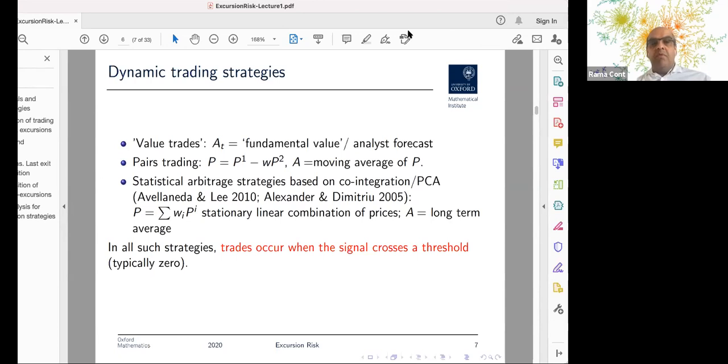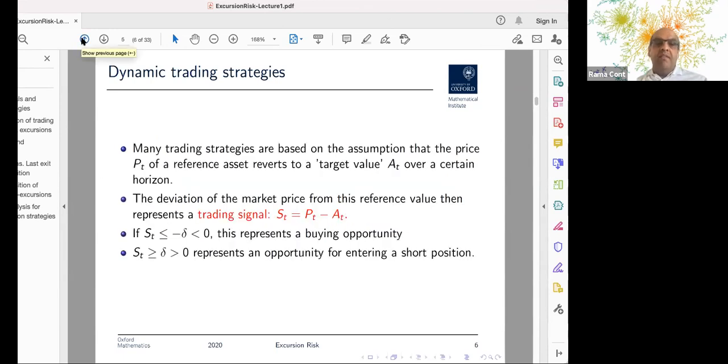Okay, so these are examples of strategies which are very well known and used a lot, and they all are of the type I described before. They all have a reference price and then a target value, and then you trade based on the difference between the two. Okay.